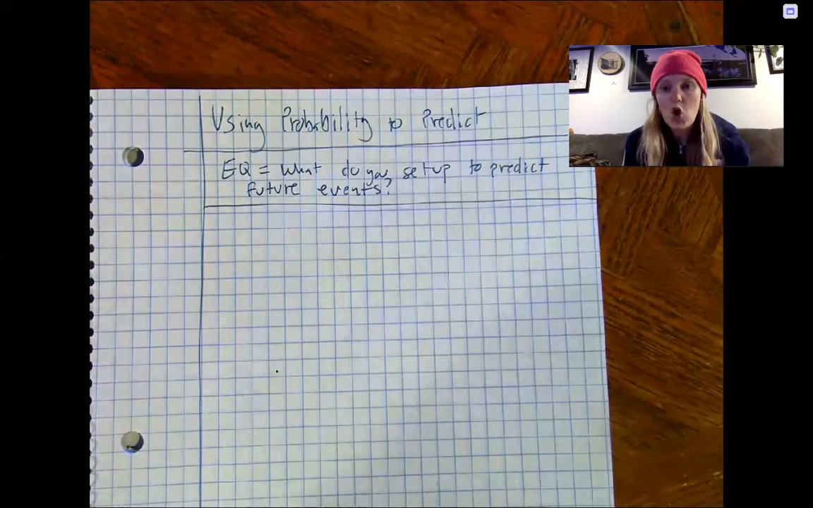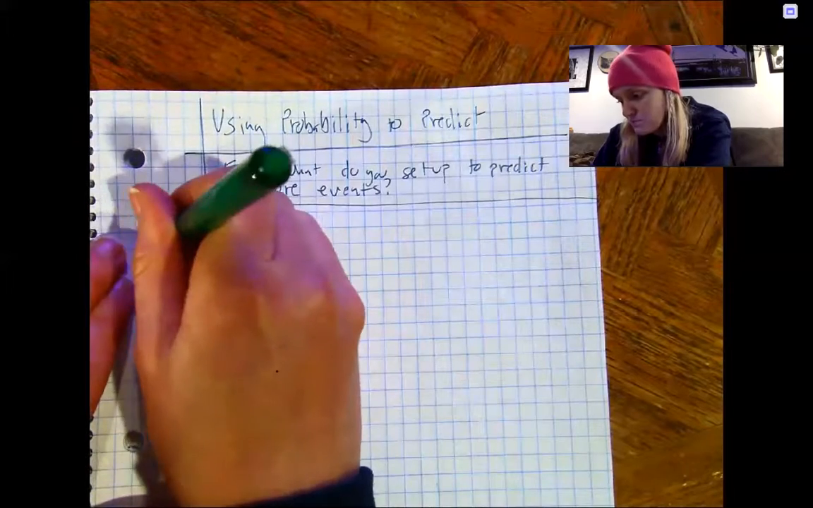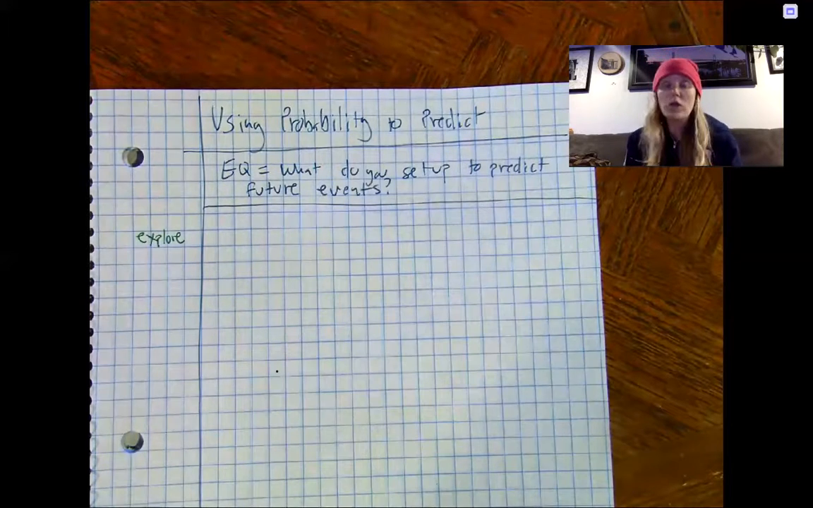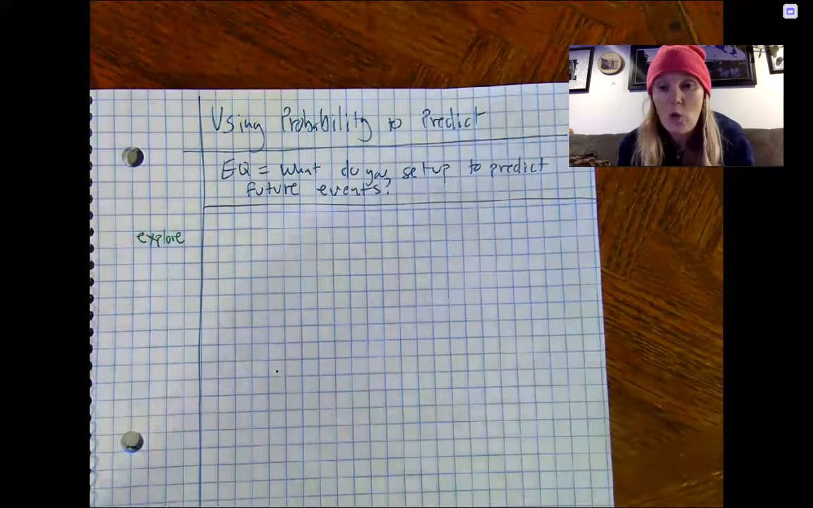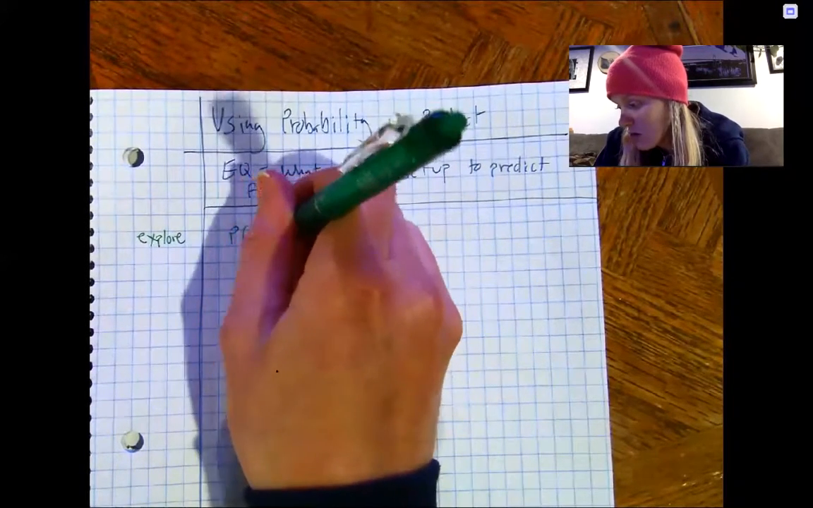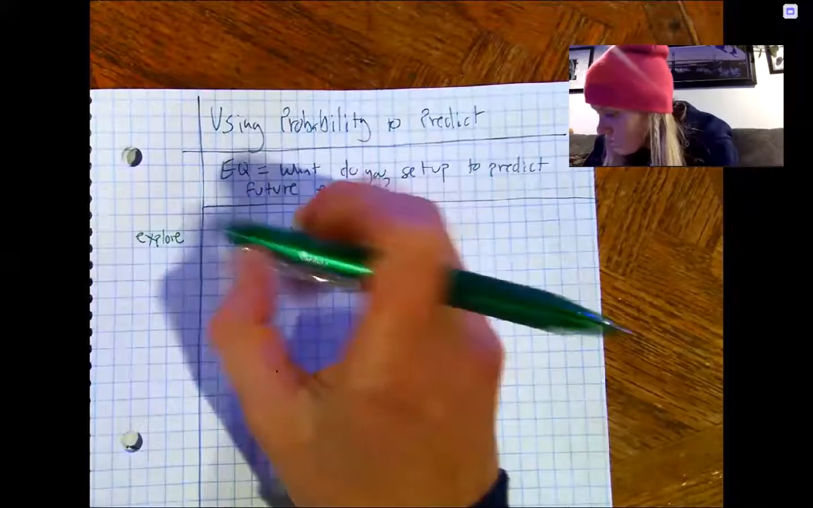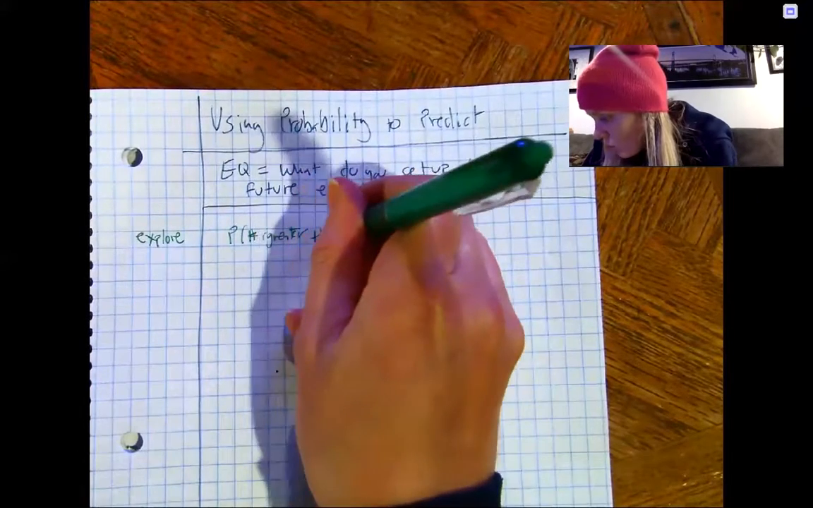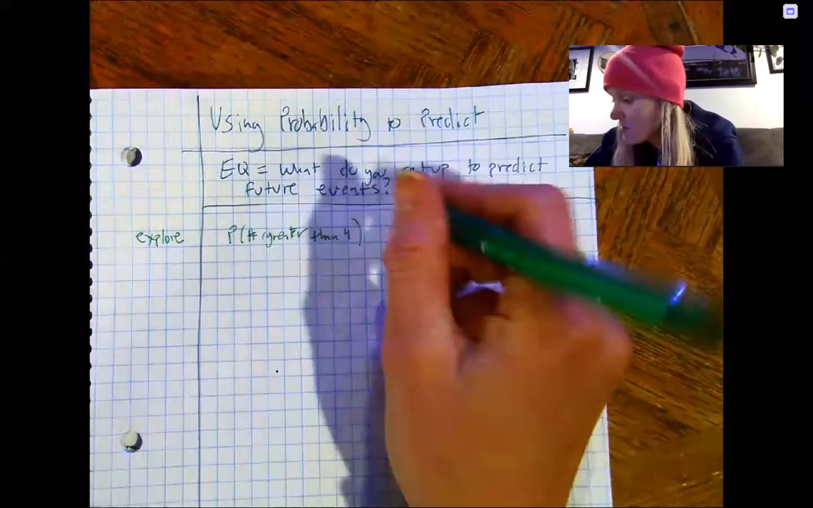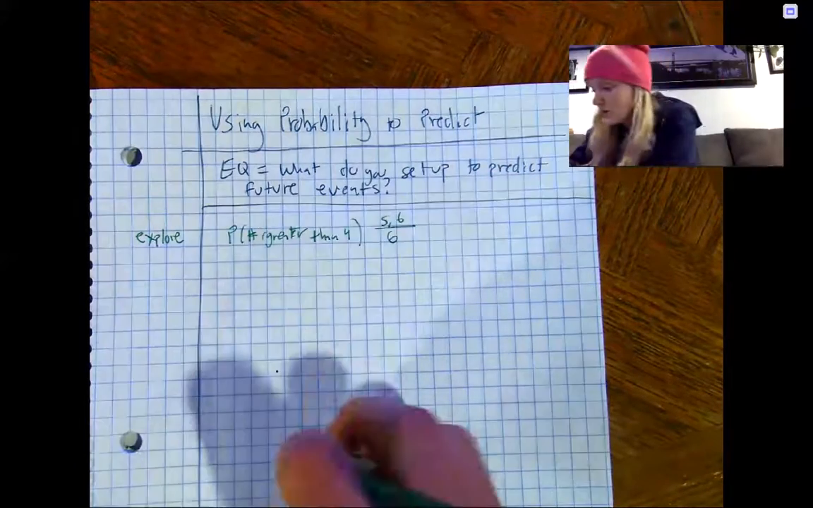Okay. So I'm going to give you kind of like an explore problem. Let's talk about the probability of rolling a number greater than 4. We know that that happens 2 times because a 5 and a 6 are greater than 4, and that happens twice.